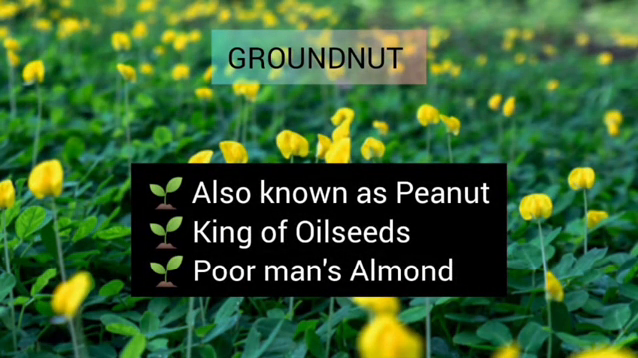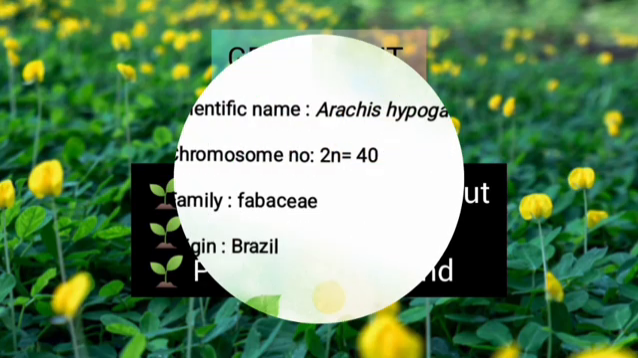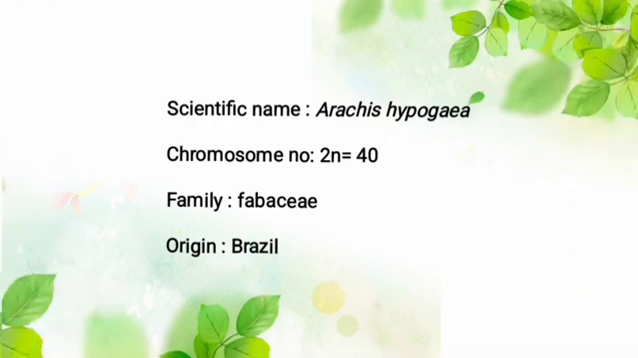Groundnut, also called the peanut, is known as the king of oilseeds, and it is sometimes even called poor man's almond because of its high nutritional value. Groundnut, botanically called Arachis hypogaea, belongs to the family Fabaceae. Chromosome number 2n equals 40. India is one of the largest producers in the world.